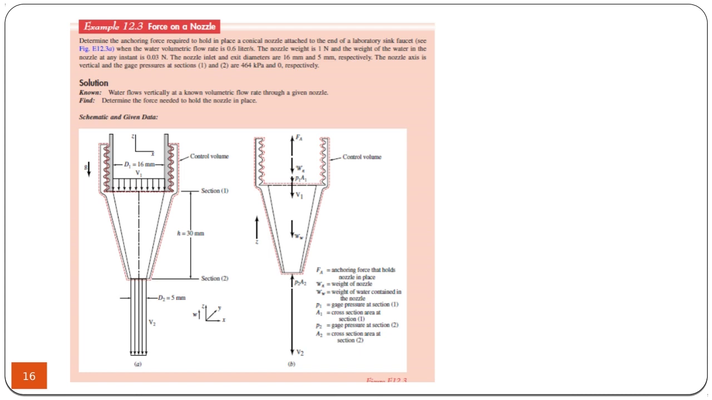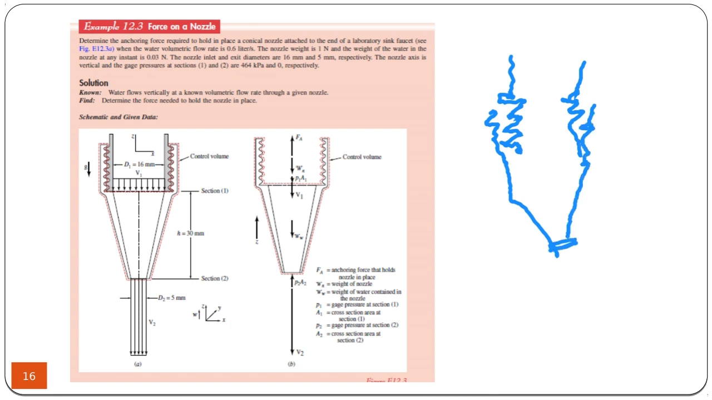This is very similar to the previous problems, even though the drawing looks a little bit complicated. There is a faucet, and a nozzle is put in front of the nozzle. So when there is a flow, it's asking how much force this nozzle is acting to the faucet. So how much pushing force this nozzle is applying to the faucet.